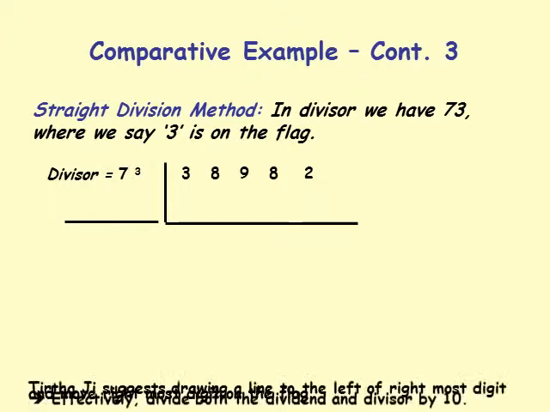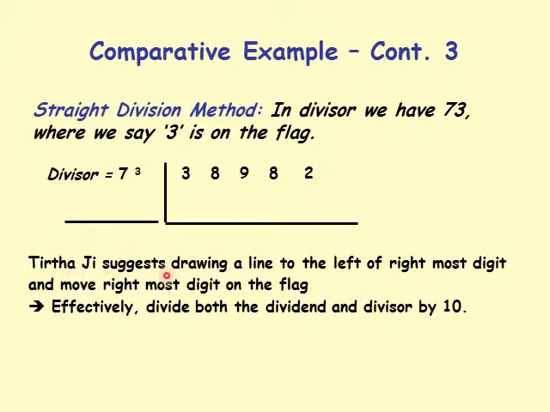Tirthaji suggests drawing a line to the left of the rightmost digit and moving the rightmost digit of the divisor onto the flag. So move the 3 onto the flag and draw a line to the left of the 2 in the dividend. Effectively, we divide both the dividend and divisor by 10, and also move this 3 on the flag.